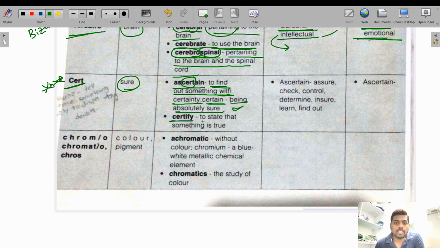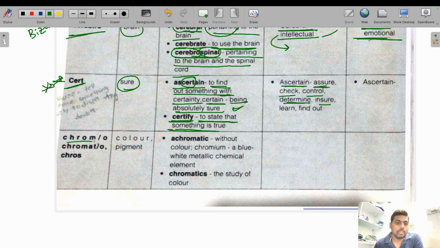Now coming to the next one, certify. As we see in our real time scenario also, this is to certify that this person belongs to somewhere. Here certify means you are making a statement that something is true. So that is the meaning of this one. And coming to the synonyms, ascertain means synonyms will be assure, check, control, determine, all are synonyms.